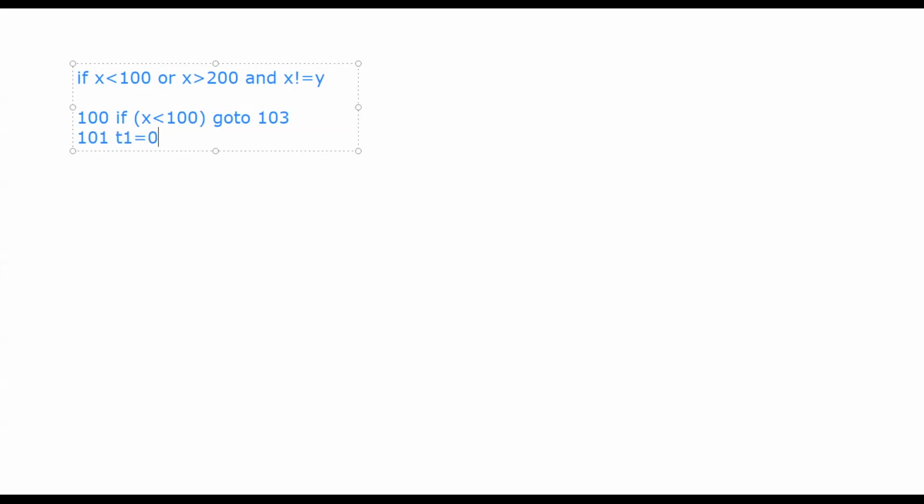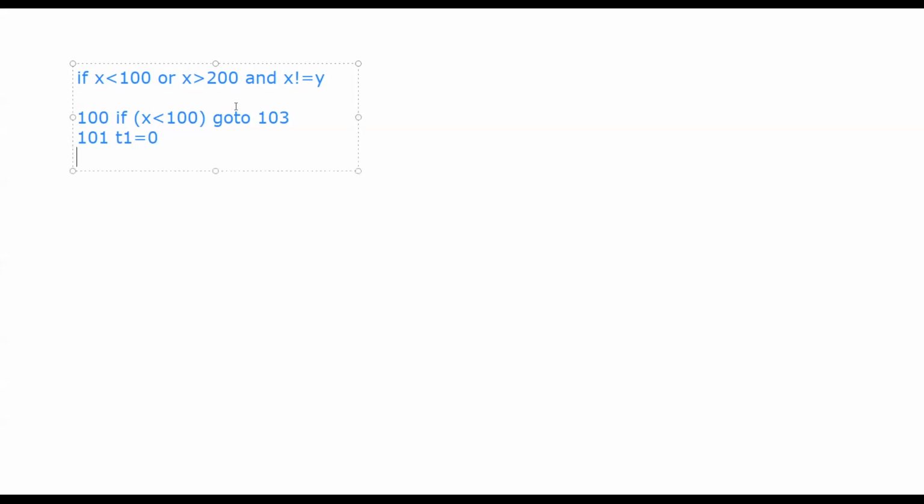Now if this statement is not true, then I have taken a flag T1. Actually, what am I doing? The first condition, x is less than 100, I am representing by T1. x is greater than 200, I am representing by T2. And x is not equals to y, I am representing with T3. Now, if x is less than 100 is true, then the value of T1 will be 1. If x is less than 100 is false, then the value of T1 will be 0.